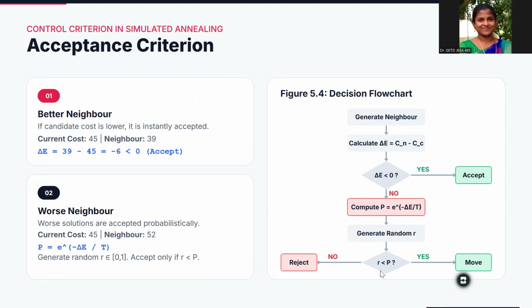Okay. If R is less than P, then you accept it. Otherwise, you reject it. So how do you accept that neighbor? You generate a random number R. If R is less than P, yes, or else no.